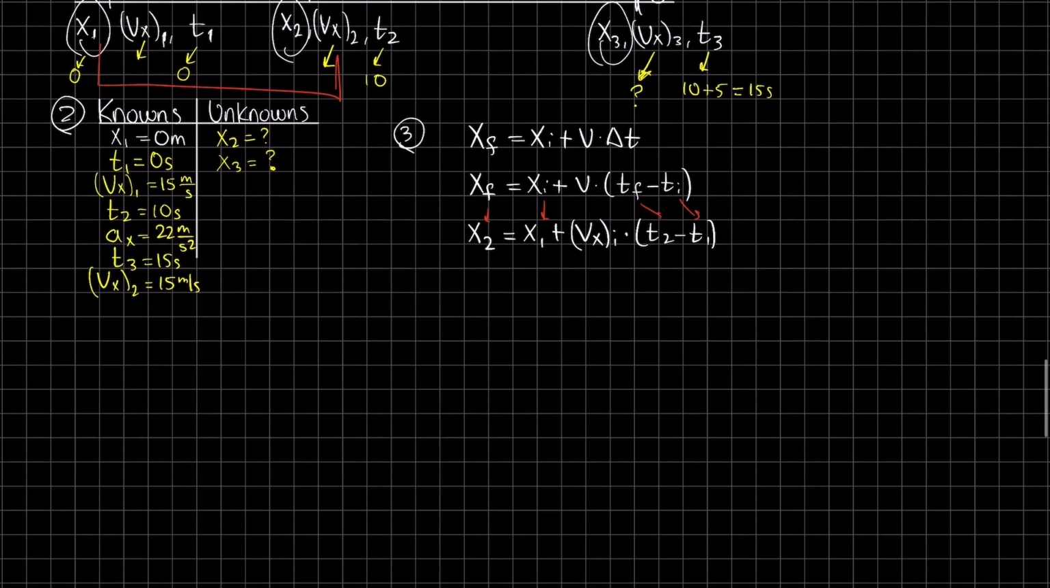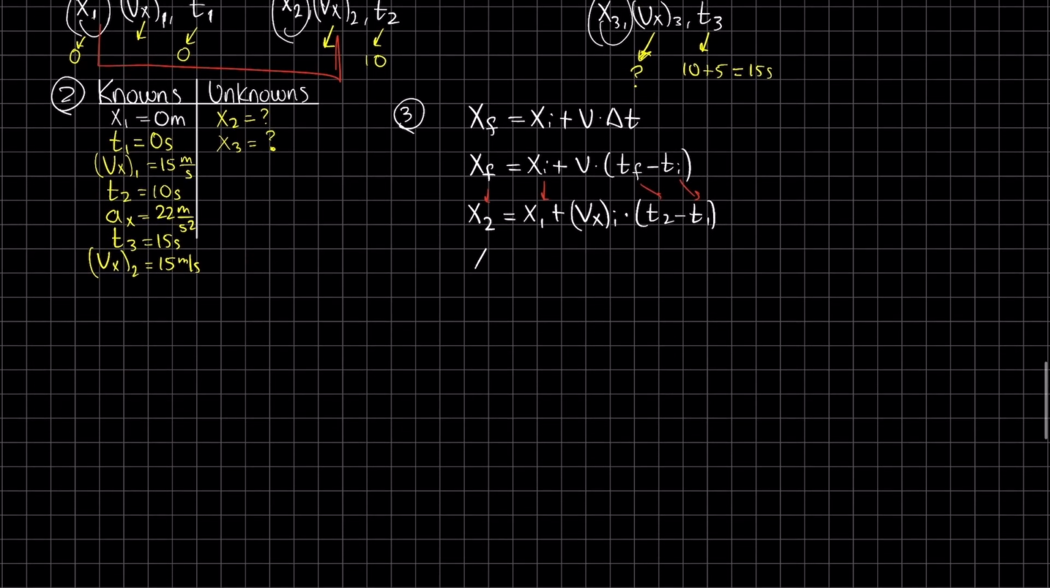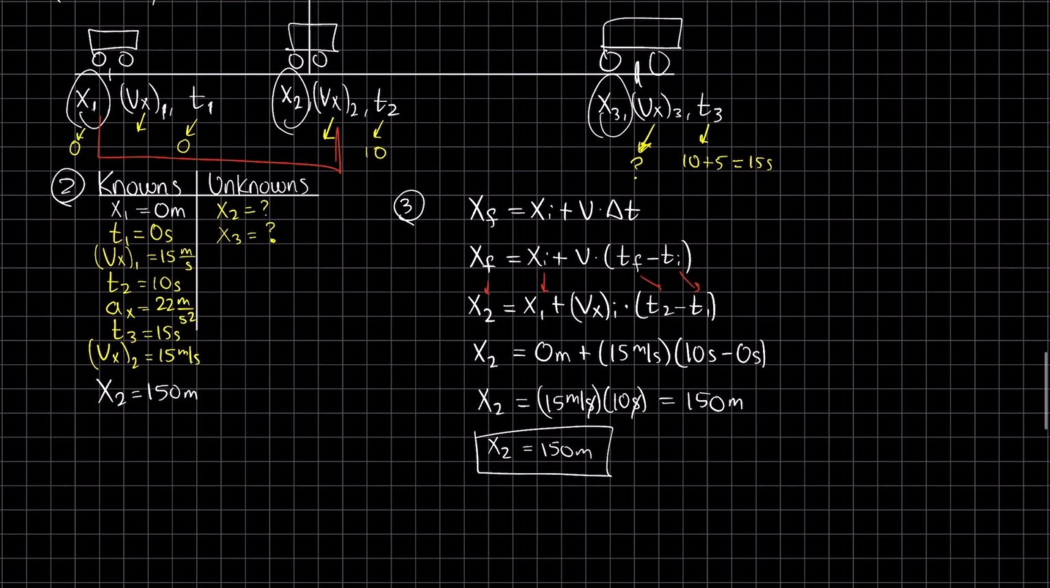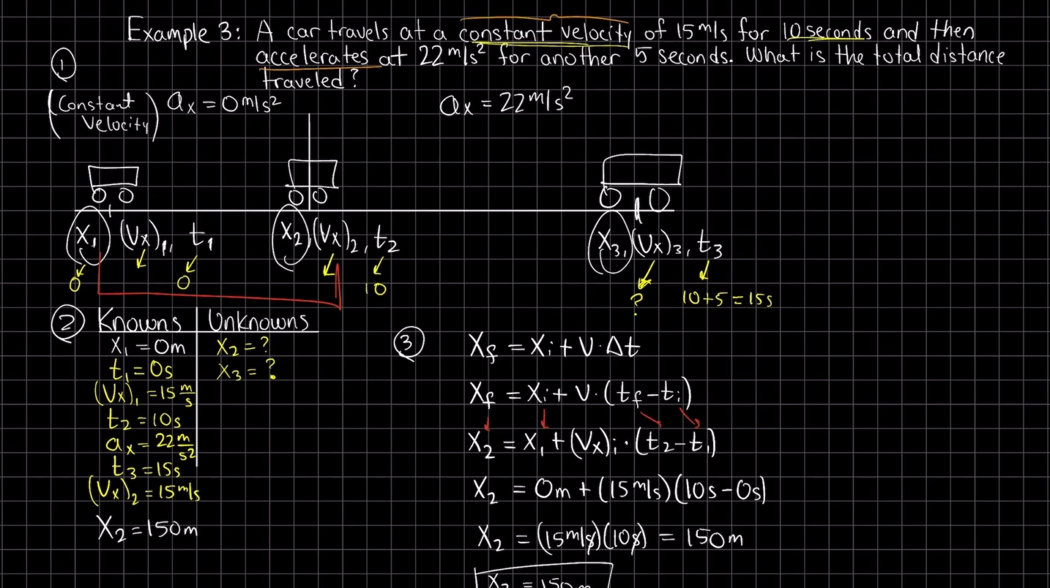Let's continue. I'm looking for x2, and we're going to plug in our numbers now. I know my x1 is 0 meters, plus this initial velocity of 15 meters per second multiplied by t2, that is 10 seconds, minus 0 seconds. So the position at x2 is simply 15 meters per second multiplied by 10 seconds, and that gives me 150 meters, because seconds cancels with seconds. That's something that can go in my knowns: x2 equals 150 meters. Perfect. I'm halfway there. Now I know that from x1 to x2, this car has traveled 150 meters.